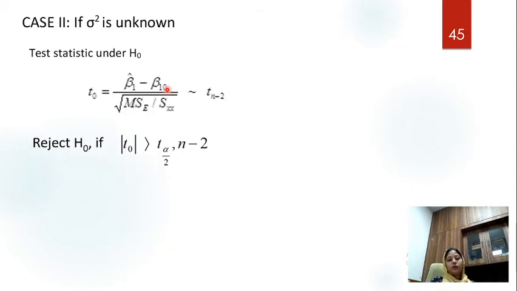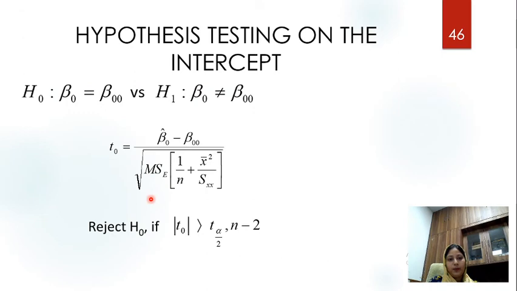Now, case 2, if sigma square is unknown, then the test statistic under h naught, t naught, is equal to beta 1 hat minus beta 1 naught divided by the square root of MSE by Sxx, and follows a t distribution with n minus 2 degrees of freedom. Now, we may reject h naught if the absolute value of t naught exceeds the tabulated value t alpha by 2, n minus 2. Since it is two-tailed, we have taken alpha by 2 at alpha percent level of significance. Otherwise, we may retain the null hypothesis.